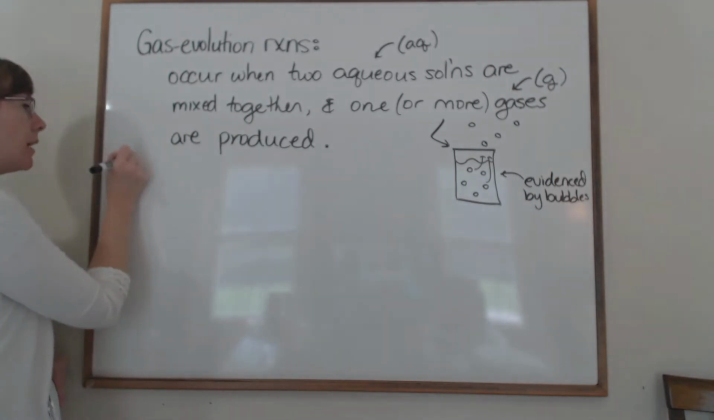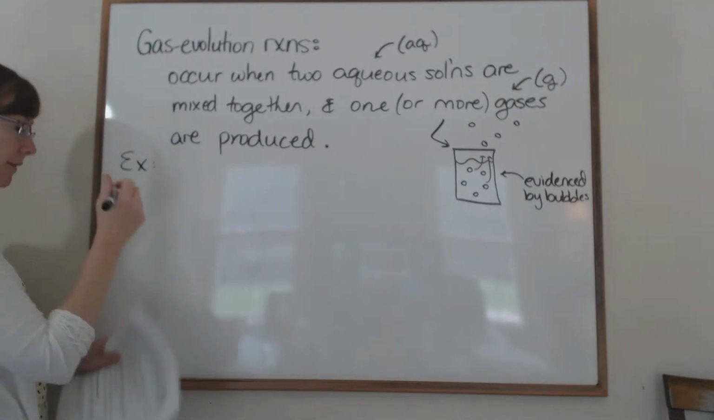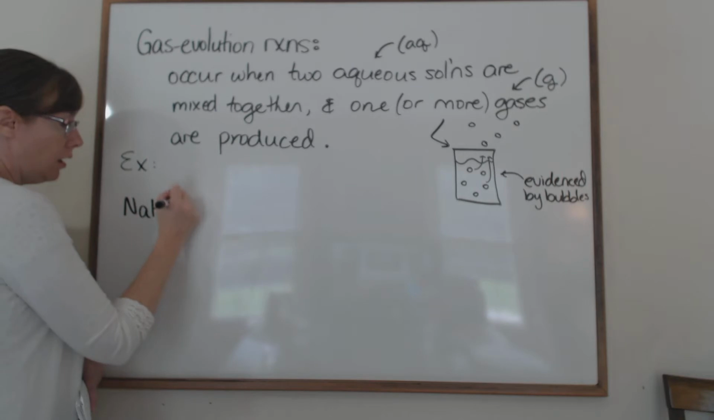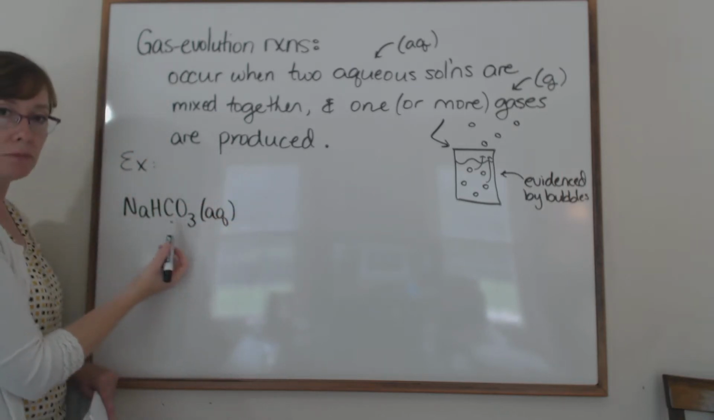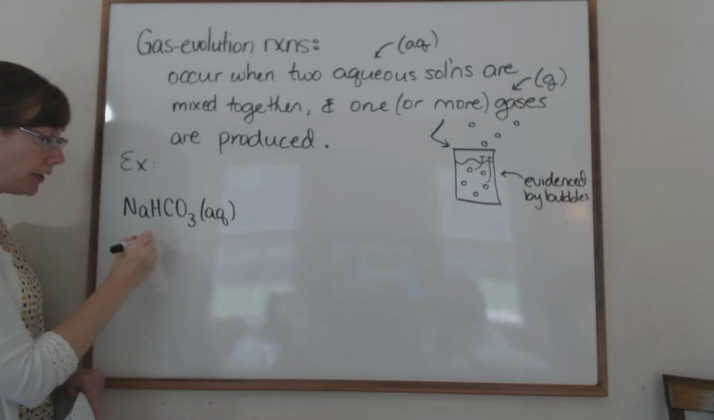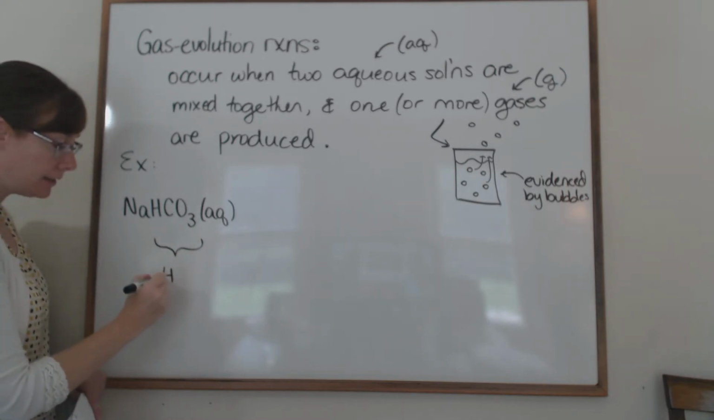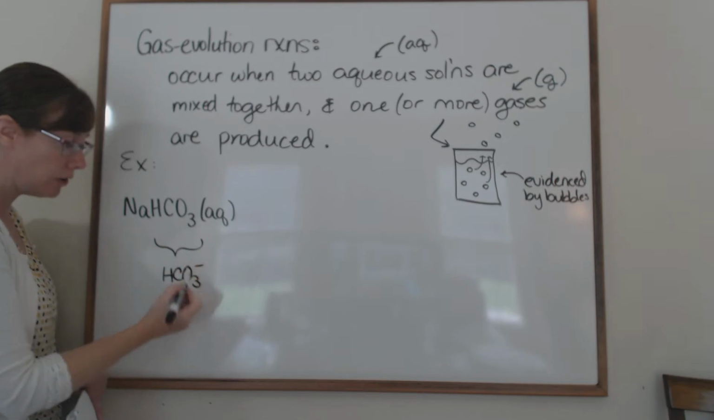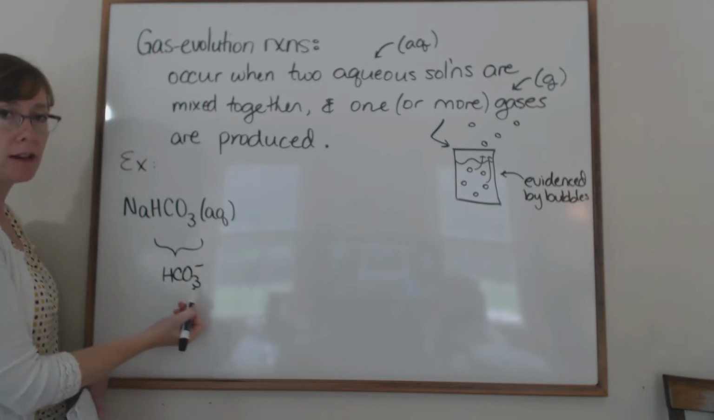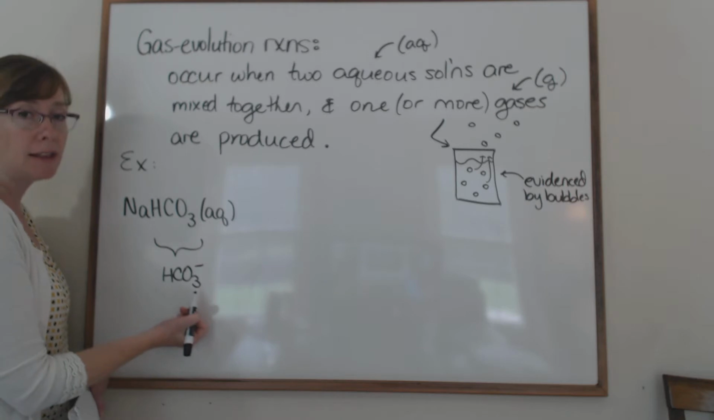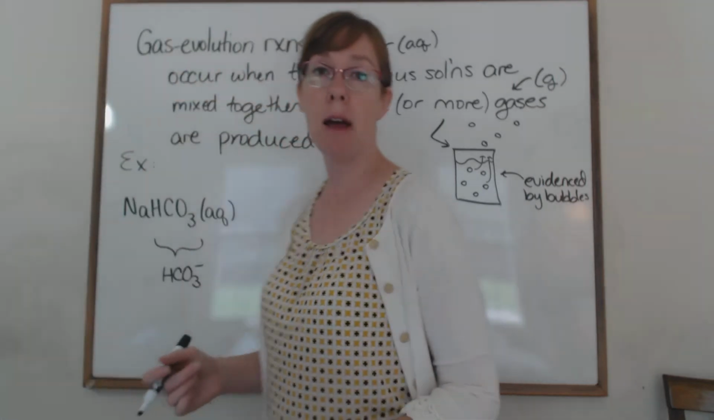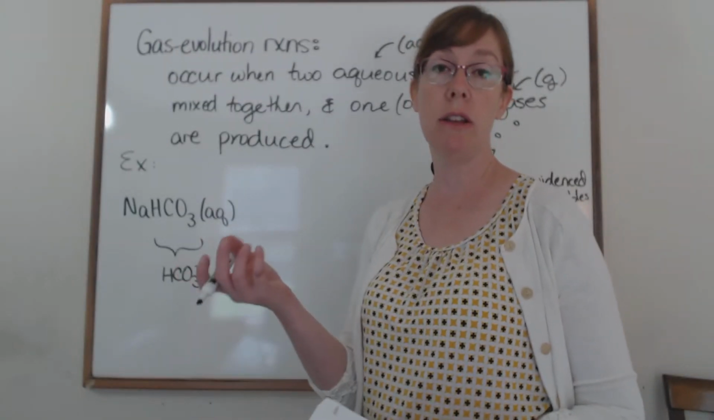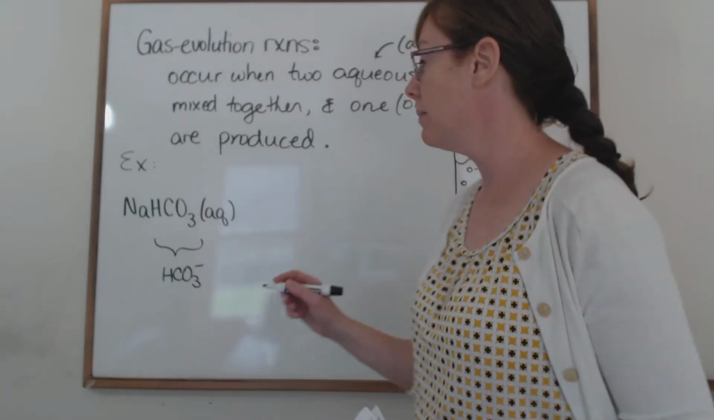As an example of a gas evolution reaction, let me give you one. We should be able to name this compound. It does rely on you recognizing that this is one of the polyatomic ions on your list of memorized ions. It's the bicarbonate ion, meaning that this is sodium bicarbonate, which is a famous compound. That's actually what we refer to as baking soda. If you look at your baking soda in your kitchen and you read it, it should say sodium bicarbonate.